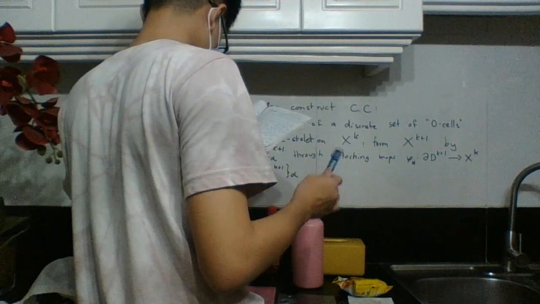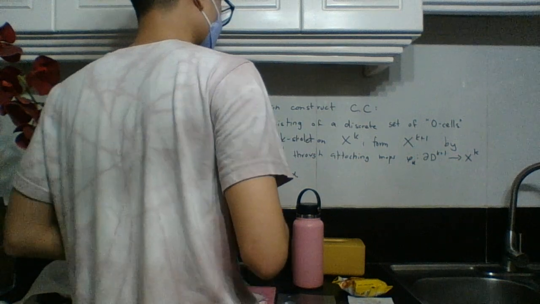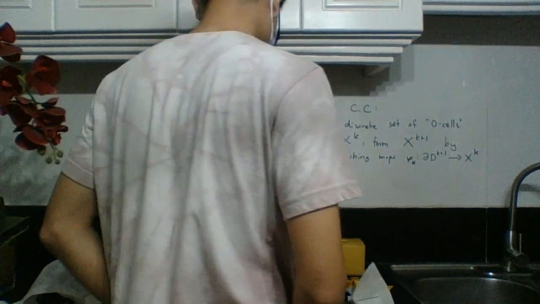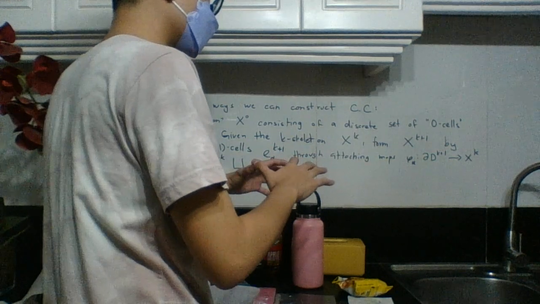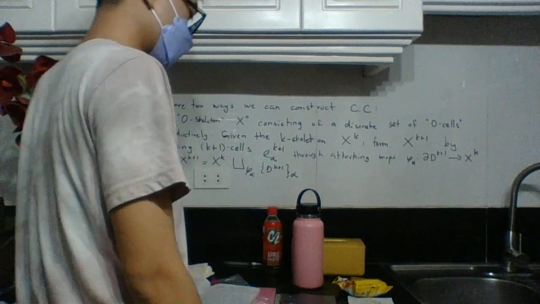Okay. And yeah, that's the end of it. So once we do this gluing, we get our CW complex, or our cell complex, which we use to identify each edge to get a certain specific space that we want.